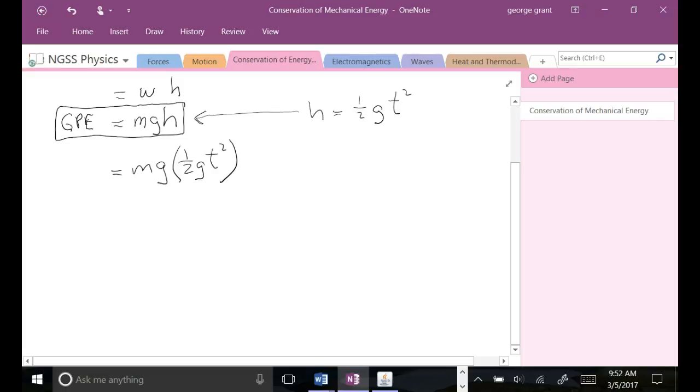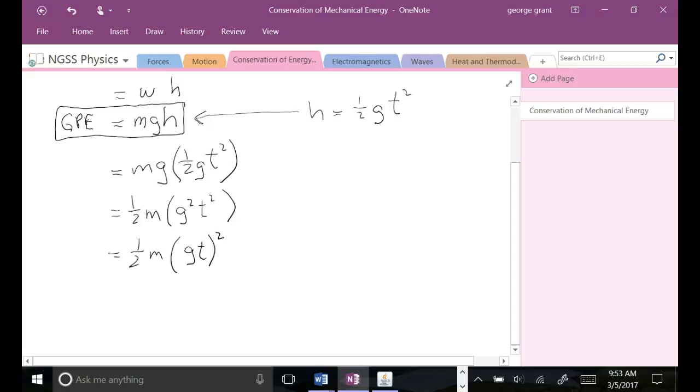So that's a little bit inconvenient. So what I'm going to do is I'm going to rearrange some stuff. I'm going to pull out the 1/2 from the parentheses and put it in front of the m. I'm going to bring the g into the parentheses, and g times g is g squared, and I'm going to leave the t exactly how it is. And one more step, 1/2 m times gt squared.